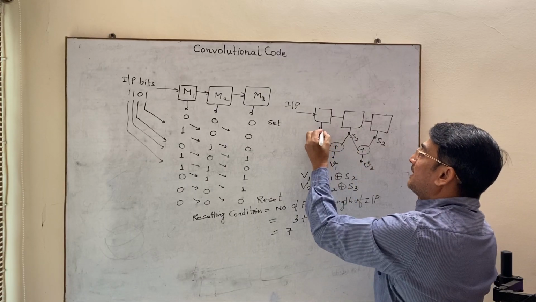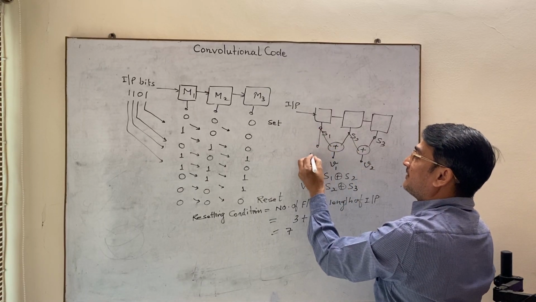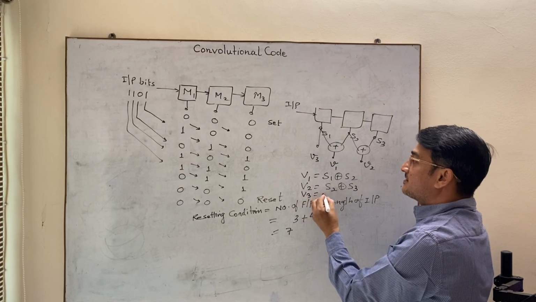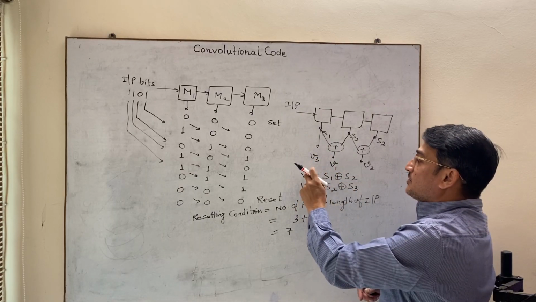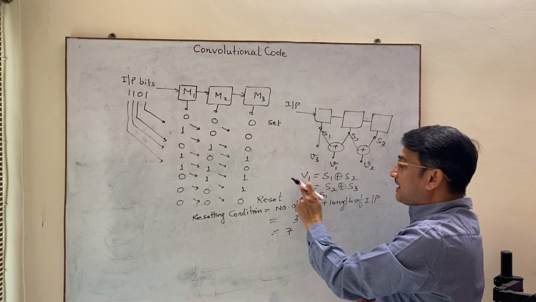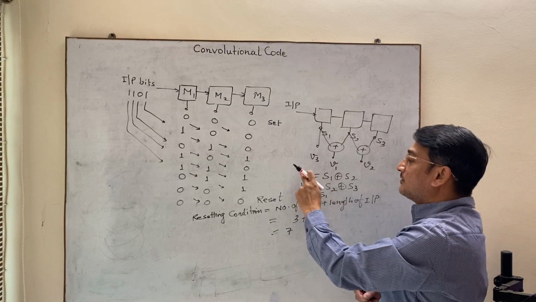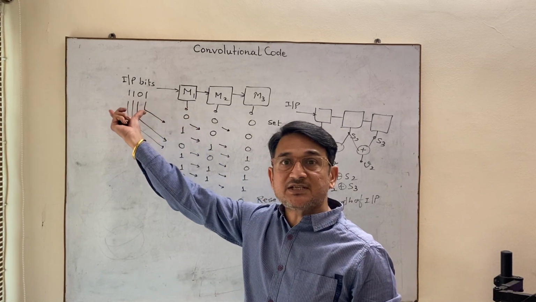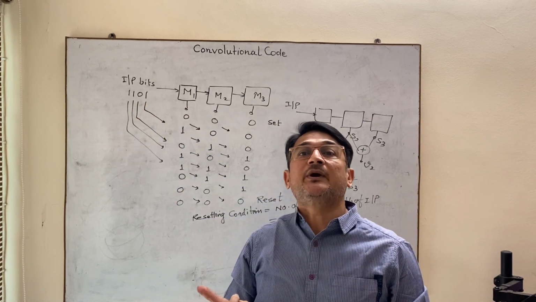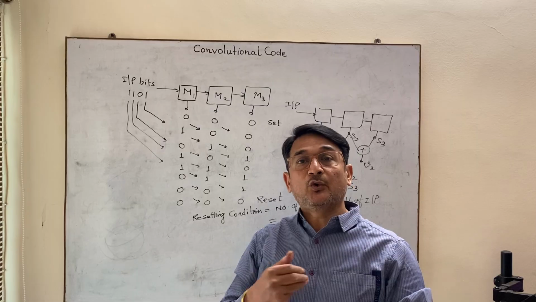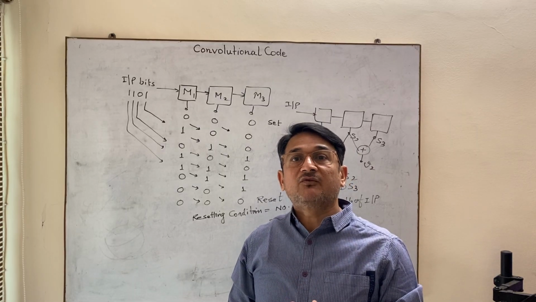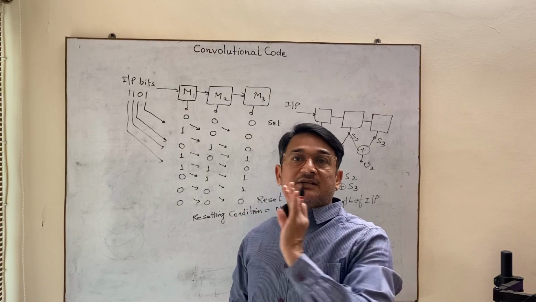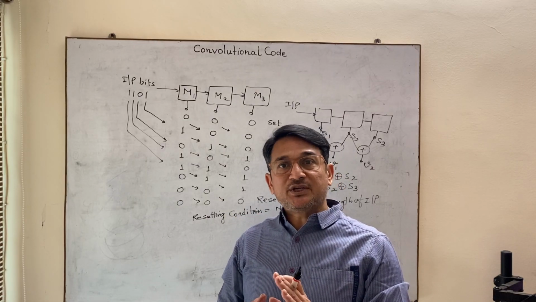Like for example, in this case, I have taken V3 like this. So V3 will be what? V3 is nothing but S1. So now 7 bits here, and 7 bits for V3. So 7 plus 7 plus 7, 21 bits. So same input 4 bits, but you will get the output as 21 bits. So this is how you can change the output of convolutional code as per your requirement or as per the circuit or the combinational logic used.